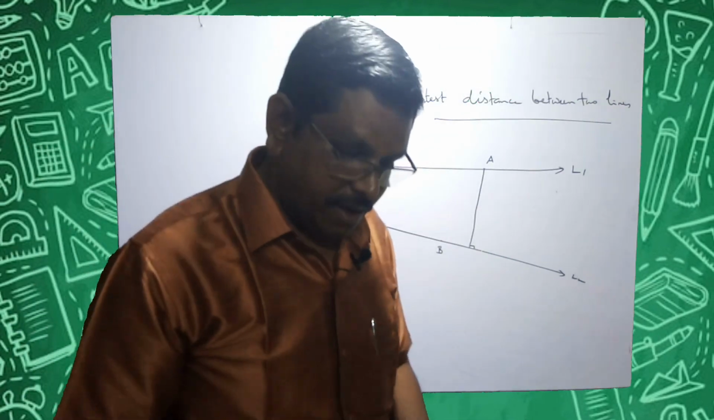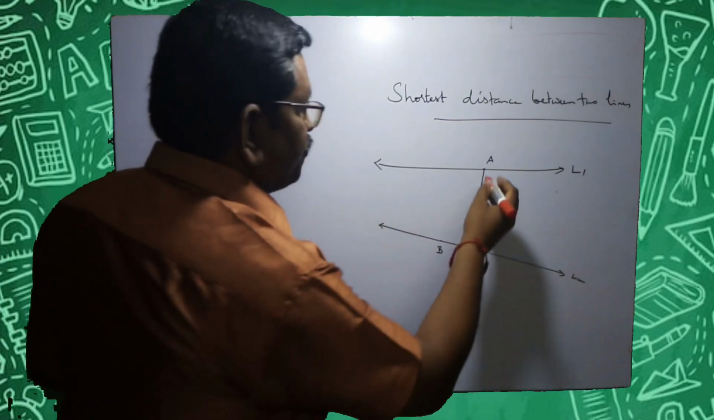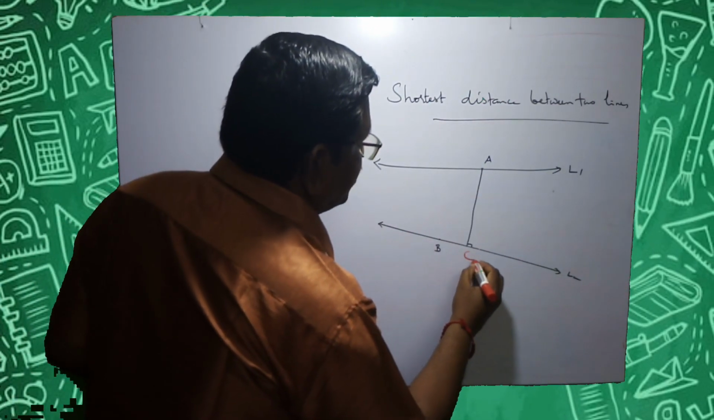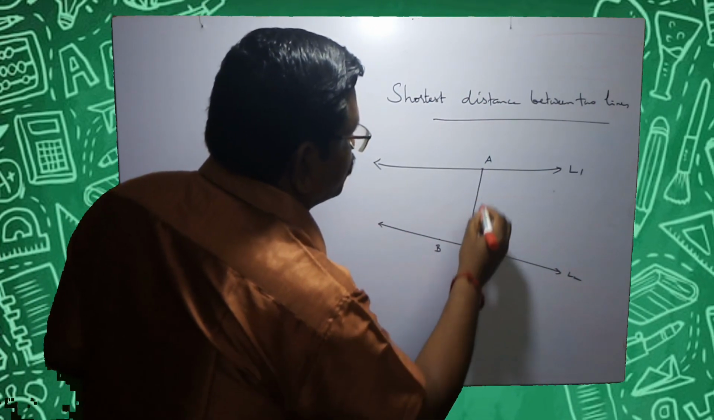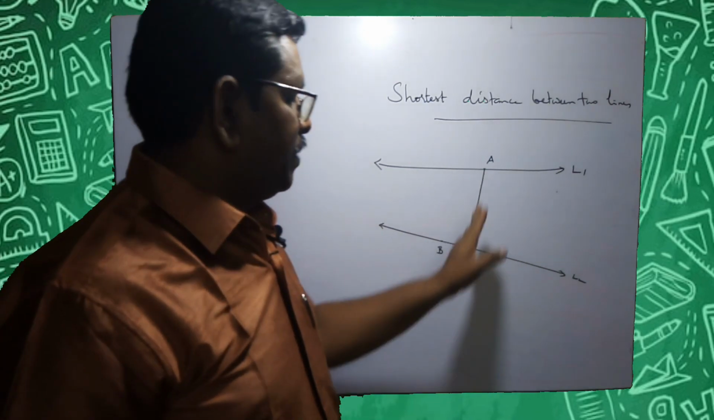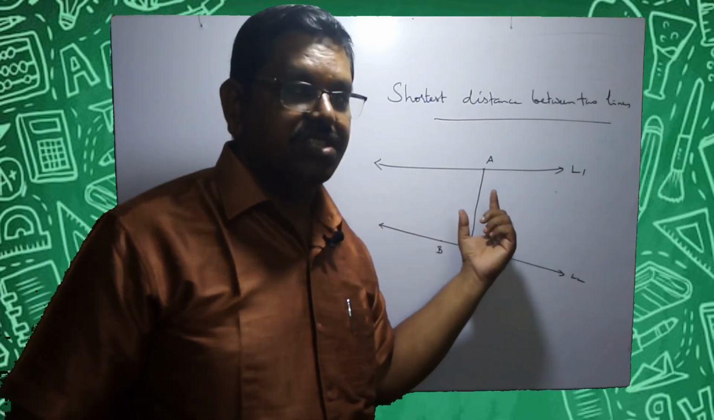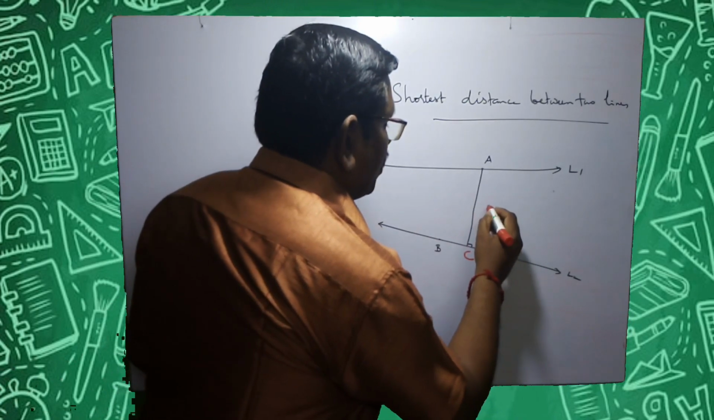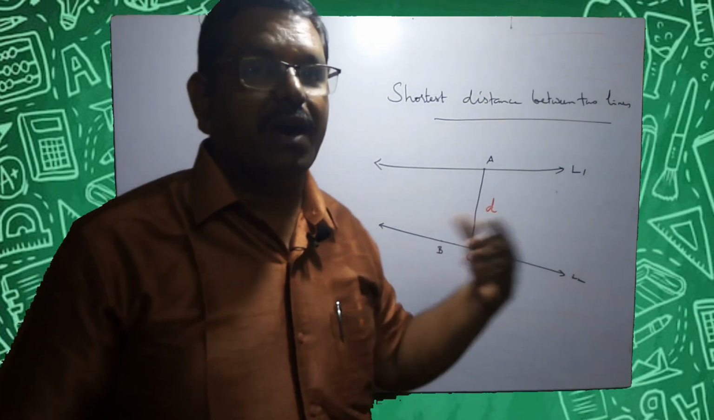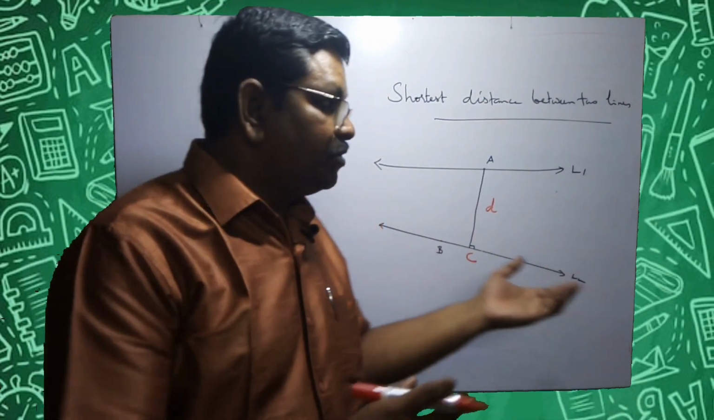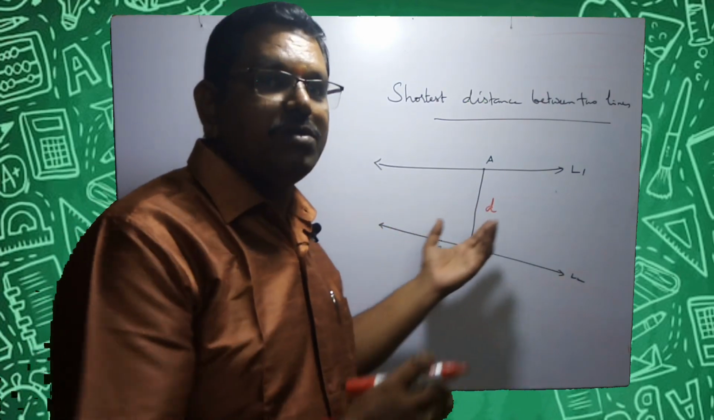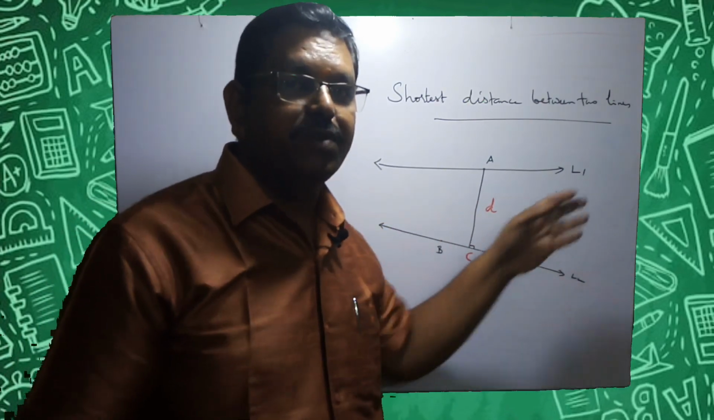Clear? Now, say this is the point C, from A to C. When we draw the perpendicular, this is the shortest distance. Let us take this as small d. To find this, we have a formula. So we are going to discuss how the formula can be used to find the distance between the two straight lines L1 and L2.